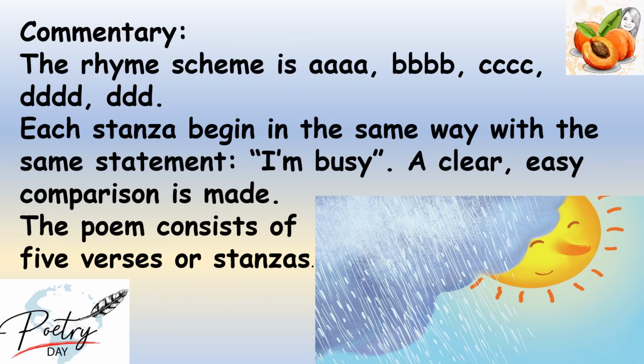Commentary. The rhyme scheme is A, B, B, B, B, C, C, C, C, D, D, D, D, D, D, D. Each stanza begins in the same way with the same statement, I'm busy. A clear, easy comparison is made. The poem consists of five verses or stanzas.